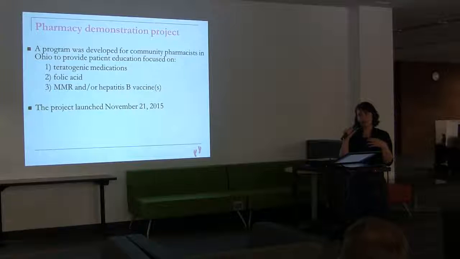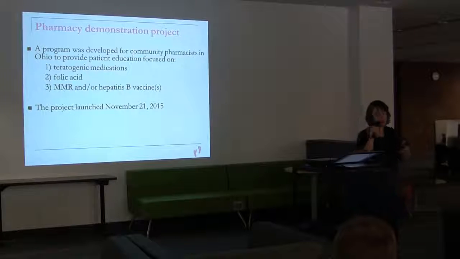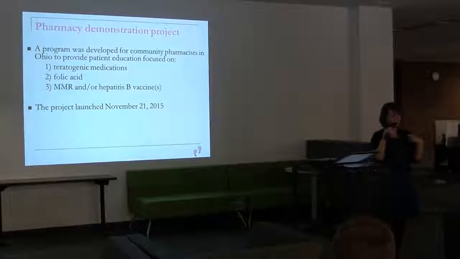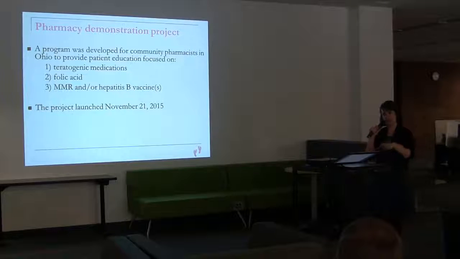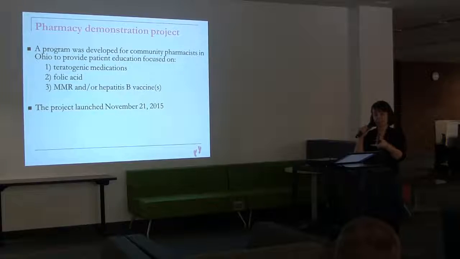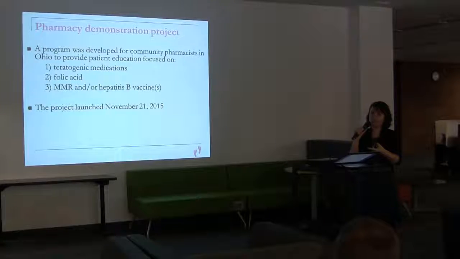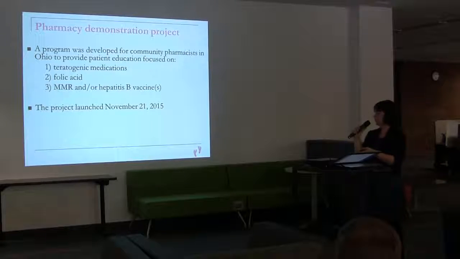How it basically worked is the Medicaid plan knew patients who would be eligible to receive these different interventions. So for example, a woman of childbearing age who is receiving a medication that we know could be potentially harmful if she were to become pregnant. A notification was sent to the community pharmacy electronically that there was a patient that needed this service. The pharmacist would attempt to contact the patient, deliver that education, and then document that service.